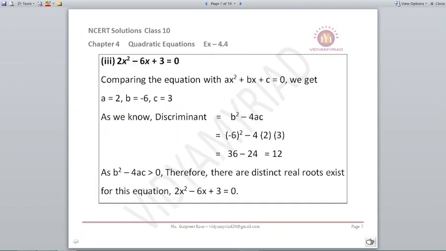Third part, 2x square minus 6x plus 3 equal to 0. Here a is 2, b is minus 6 and c is 3. So the discriminant b square minus 4ac comes out to be 12, which means the discriminant is greater than 0. What does it mean?